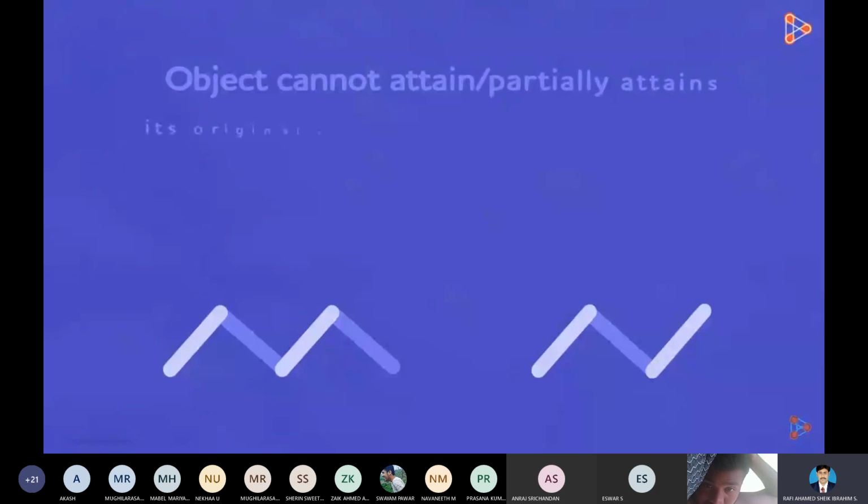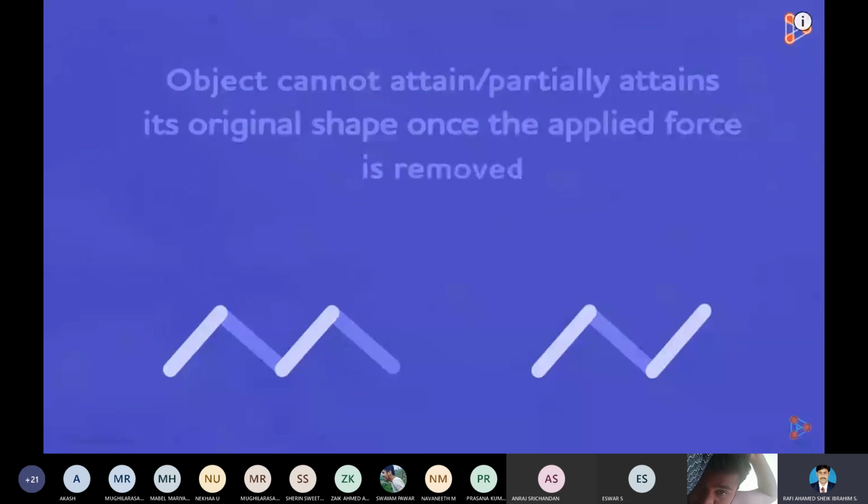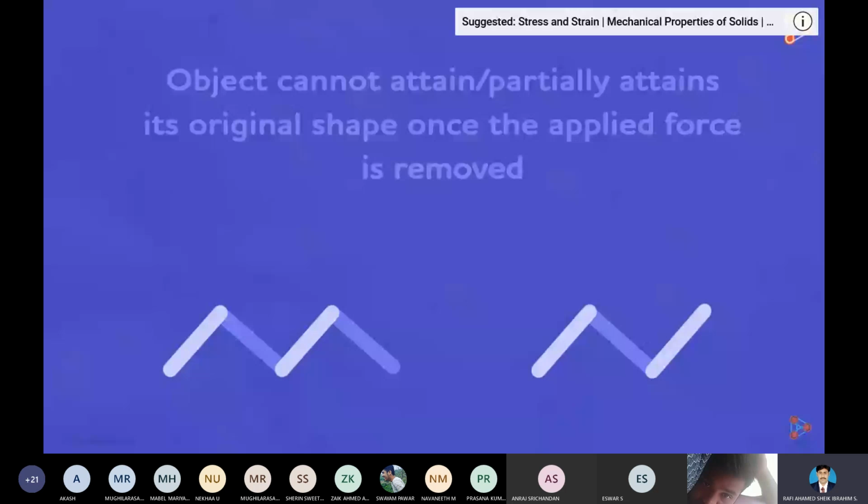This type of deformation, where the object is unable to attain, or only partially attains, its original shape once the deforming force is removed, is called plastic.